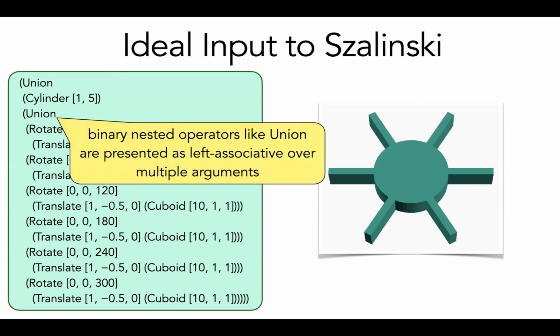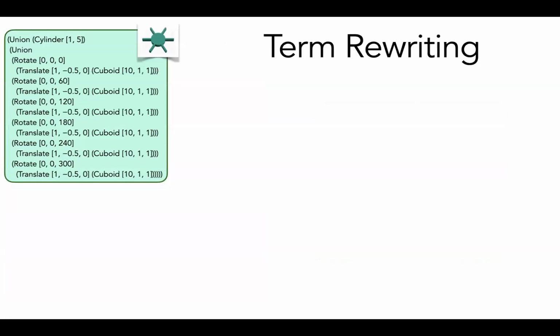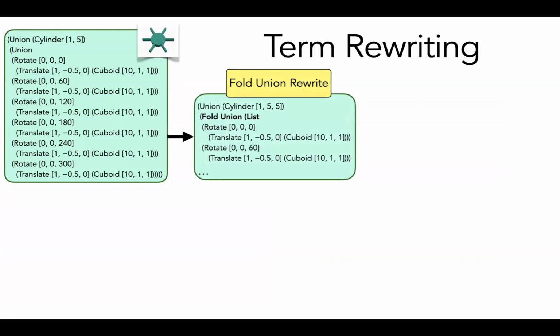So at a high level, Szalinski works just by term rewriting. The first thing we're going to do is notice this pattern that I have a bunch of nested unions. I can apply a rewrite over and over and pull all those unions into a fold of the union operator over a list. The next thing I'm going to want to do is notice these patterns. Like here I have these rotates, right? And they're all in sequence, but they all have the same structure, right? So I have a rotate of a translate of something.